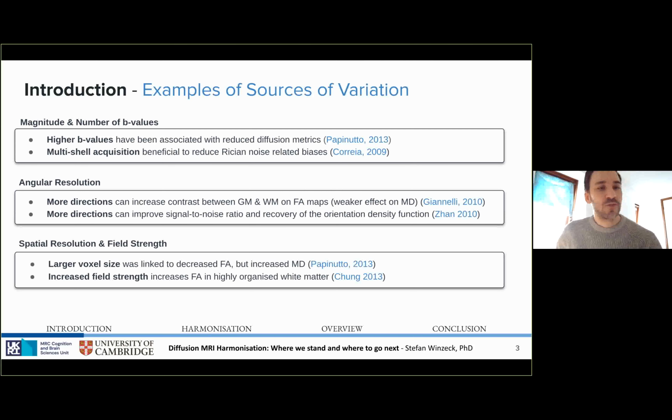Also, spatial resolution and field strength have obviously an effect. So larger voxel size was associated with decreased FA but increased MD, and increased field strength could, for example, increase FA in highly organized white matter structures.